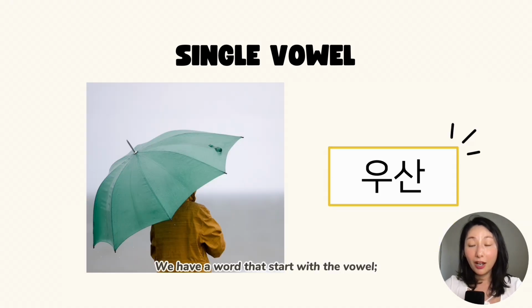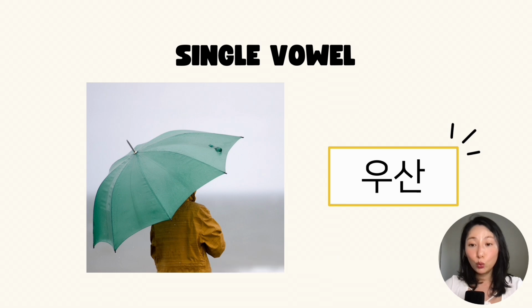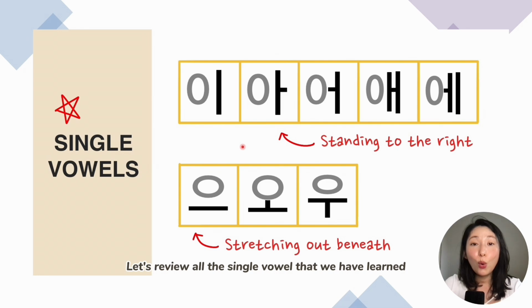We have a word that starts with the vowel 우. 우산, 우산, 우산, which means umbrella. Let's review all the single vowels that we have learned.